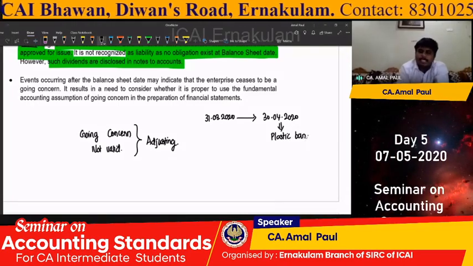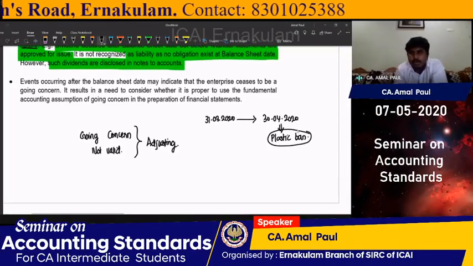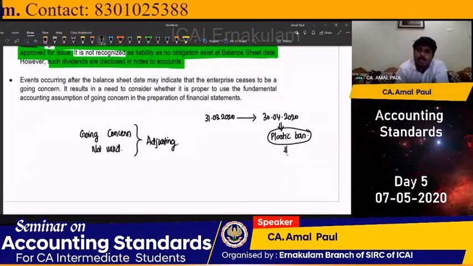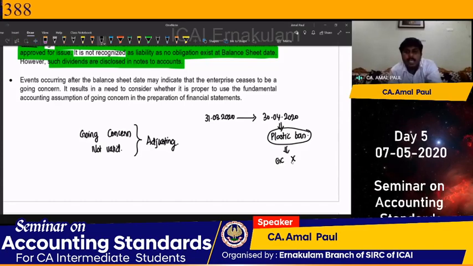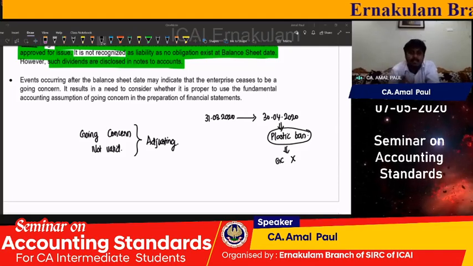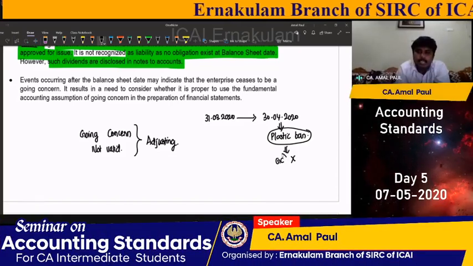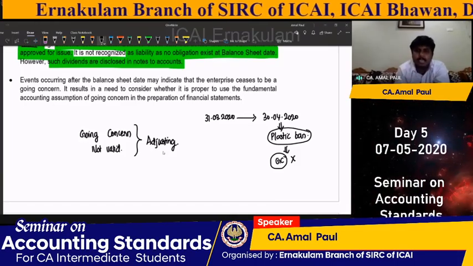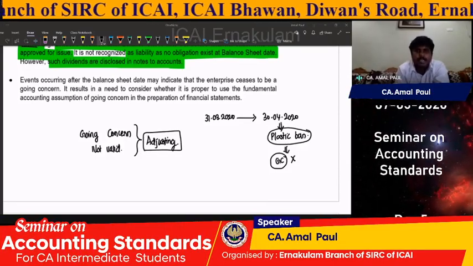This is not a condition that existed at the balance sheet date, but due to this plastic ban, this is a condition that arose subsequent to the balance sheet date. Due to this plastic ban, going concern is not valid, because you are a plastic manufacturing company and you cannot produce your product henceforth. If this is the situation, we cannot use the going concern assumption. We will treat it as an adjusting event. We will not prepare these financial statements on a going concern basis.